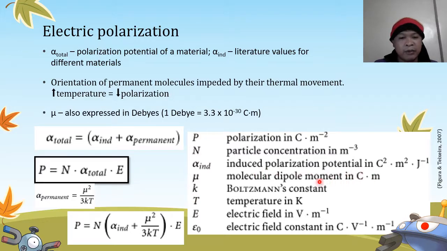the molecular dipole moment, Boltzmann constant, and the temperature. So there's a temperature dependence to the permanent polarization. On the other hand, the induced polarization is a tabular value, a property of na material specific. Okay, so we take note that the orientation of permanent molecules is impeded by their thermal movement, such that again, the higher the temperature, since as a denominator siya, there is lower polarization.